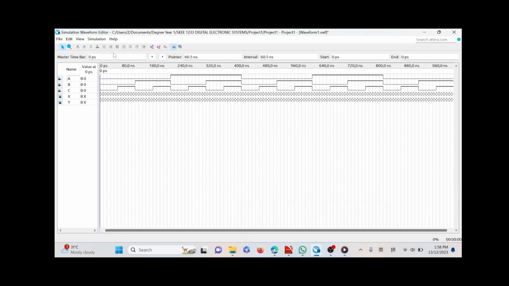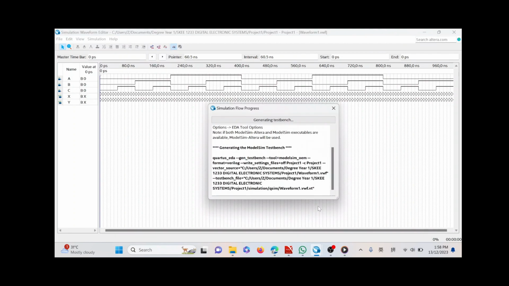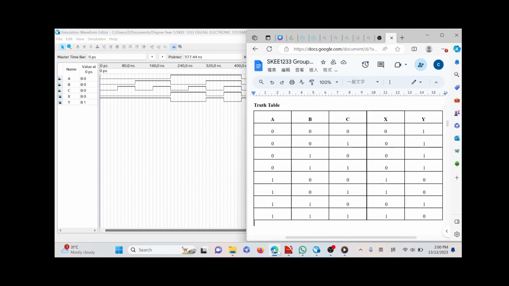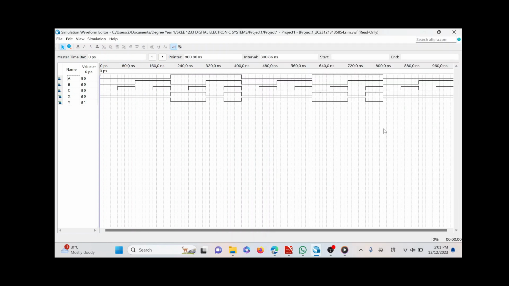We will now simulate the waveform for the basic logic circuit. You can see that the result of the waveform is the same as the truth table. For example, an input of 0, 0, and 0 will produce an output X of 0 and output Y of 1. The waveform of the basic logic gate is similar to the waveform of the NAND-NAND logic gate.